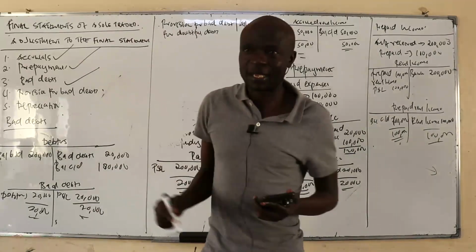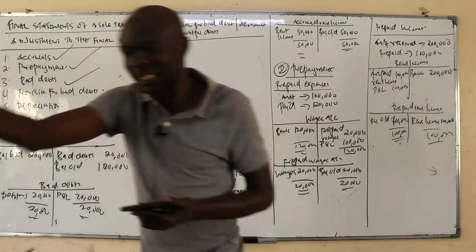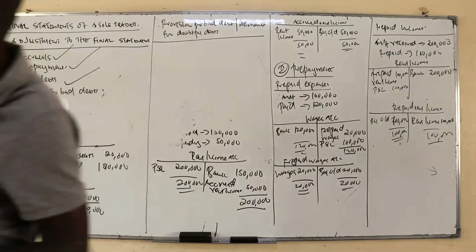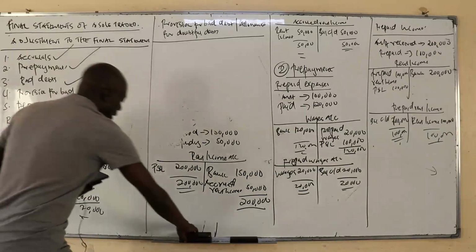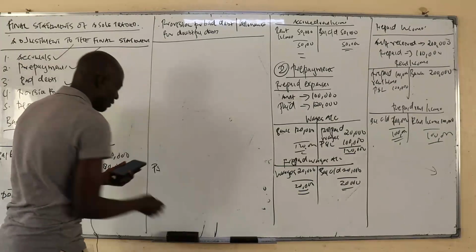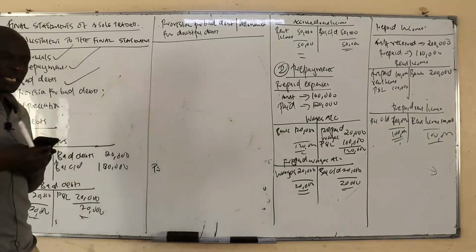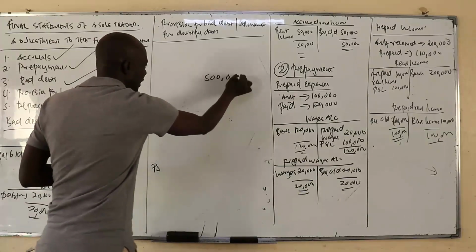Are we together? A provision is an amount that is set aside. It is just an amount that is taken from profit. You set it aside to cater for any eventuality, mostly a likely expense, so you don't overestimate your profit. For example, in a given year, in a given period, you've generated a profit of maybe 500,000. This is the total profit you generated.